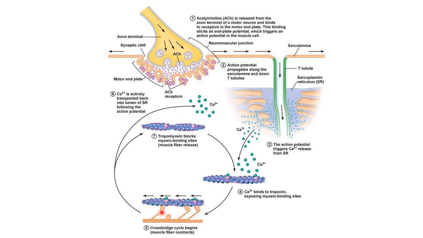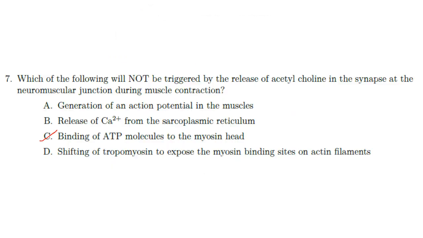After that, the myosin head will release ADP plus Pi, and it will bind to ATP. Once myosin head binds to ATP, it will result in muscle relaxation. Once the muscles are relaxed, ATP will again be converted to ADP plus Pi, and the myosin will return to its original form. The Ca2 plus ions will be transported back to the lumen of the smooth endoplasmic reticulum. So this is what happens at the neuromuscular junction. Now coming to the question.